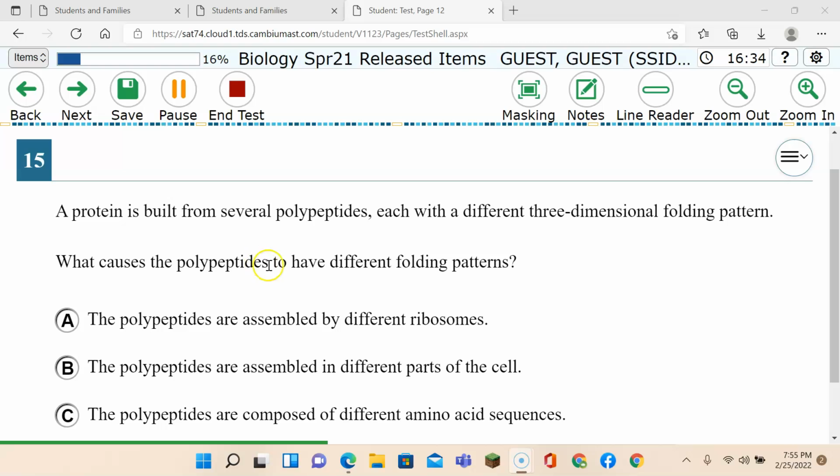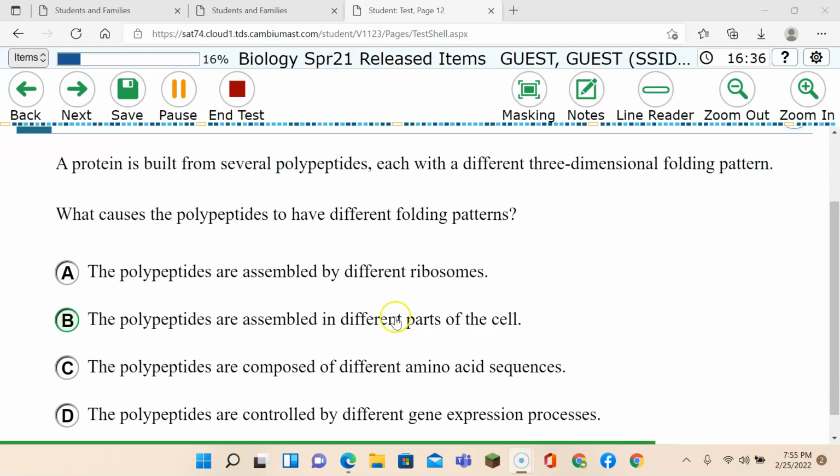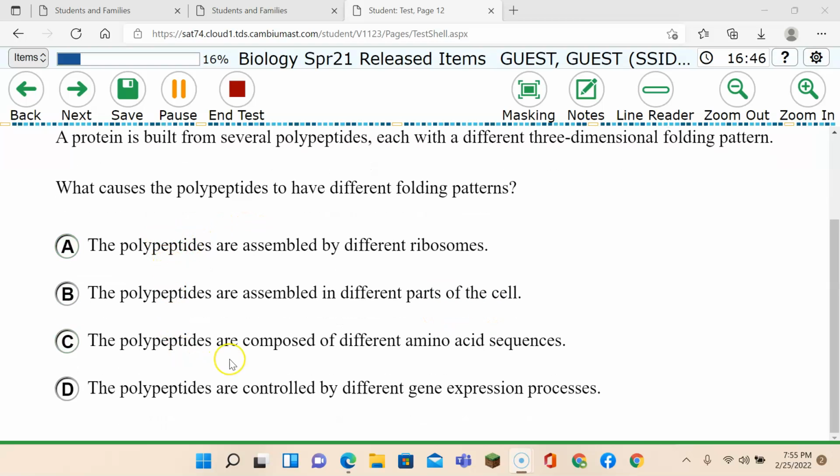So what causes the polypeptides to have different folding patterns? A, the polypeptides are assembled by different ribosomes. B, the polypeptides are assembled in different parts of the cell. C, the polypeptides are composed of different amino acid sequence. Or D, the polypeptides are controlled by different gene expressions. Well, the answer is the polypeptides are composed of different amino acids. So if your DNA gives messenger RNA a different code, you're going to get different codes for the amino acids. They'll be in different sequences.